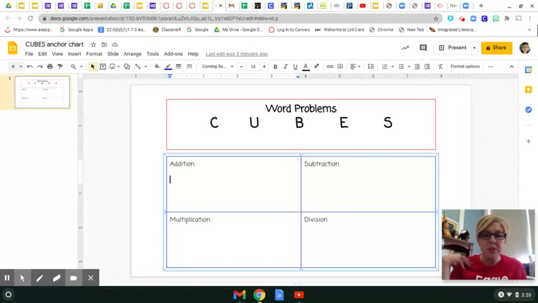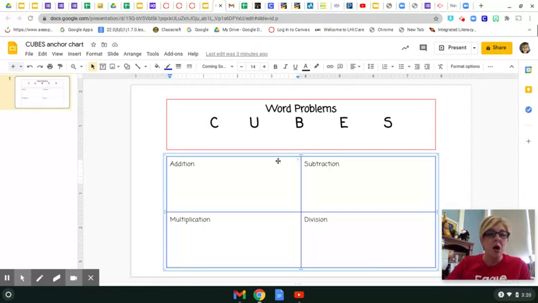So we're also going to be using an acronym, and the acronym that we have up here at the top is the word CUBES. You're going to remember that word CUBES because that's going to help you solve story problems. It's kind of like FANBOYS when we were doing our compound sentences, and that helps you to remember all of those. CUBES is kind of the same idea, but it's going to help us with this math strategy.